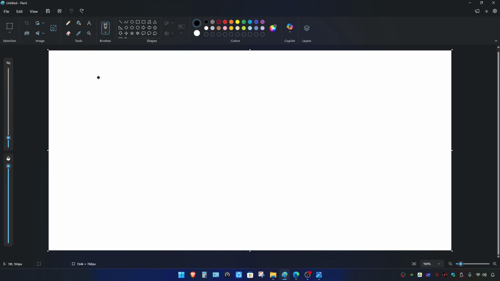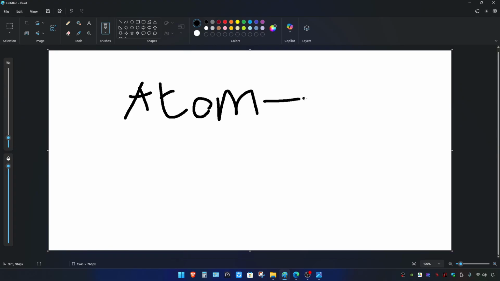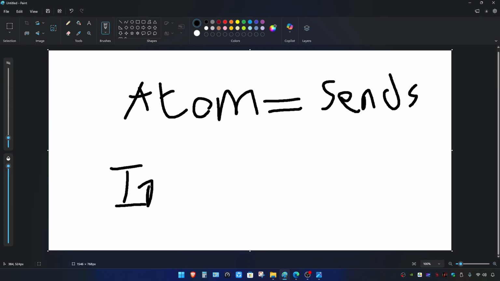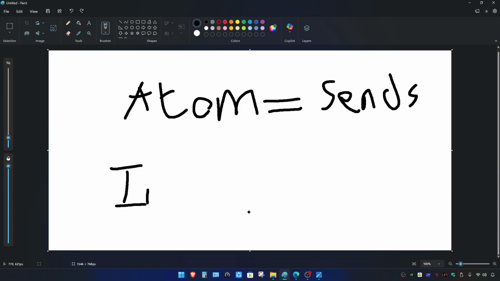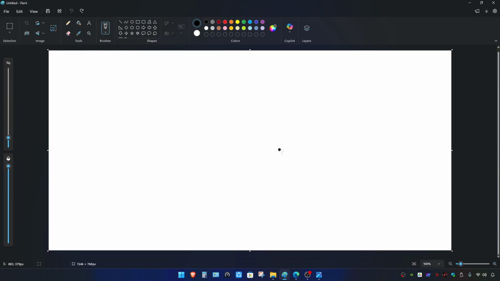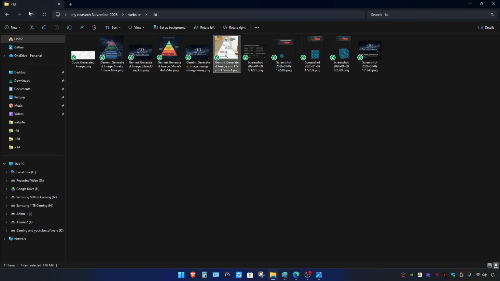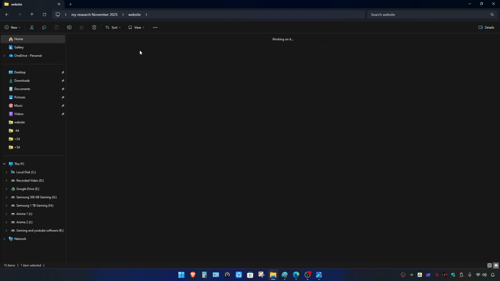Now if I say atom, atom sends information, okay, information, how? Non-locally. So atoms can send information non-locally, and when atoms are nearby each other, then what will happen is, I have already made a diagram for this, like how the nearest atom can get affected, which is somewhere around here.